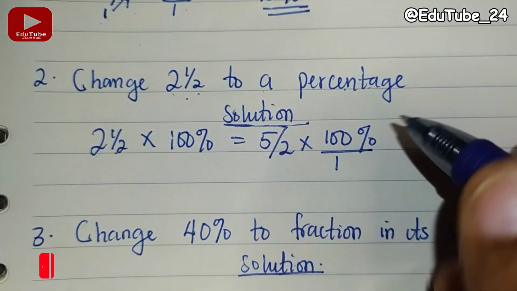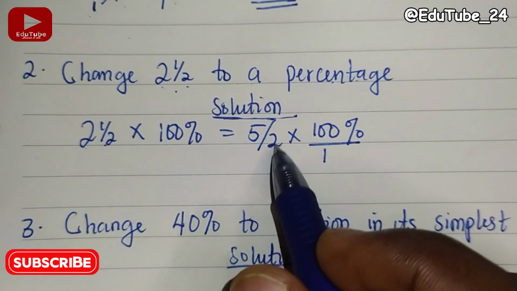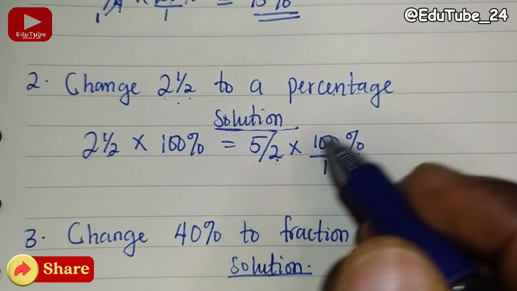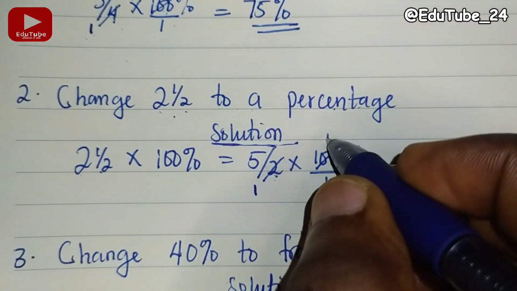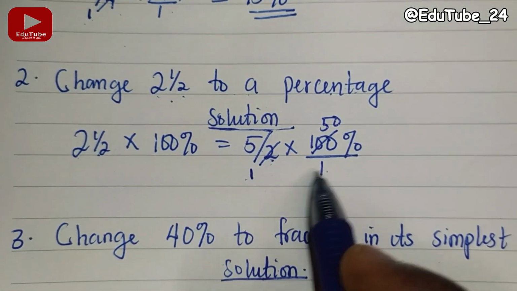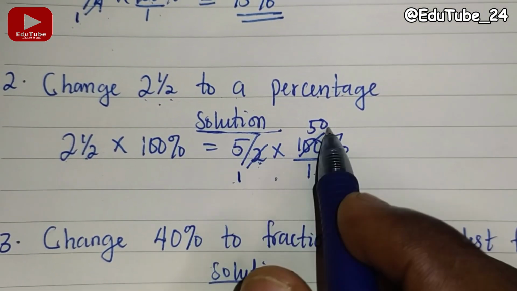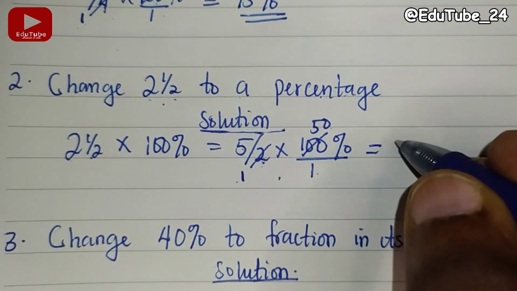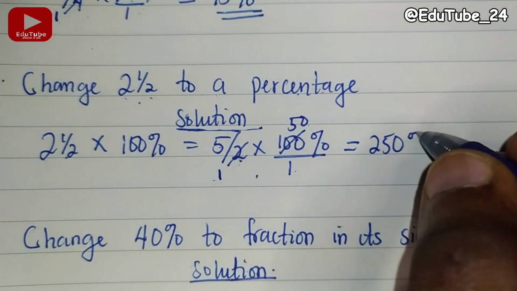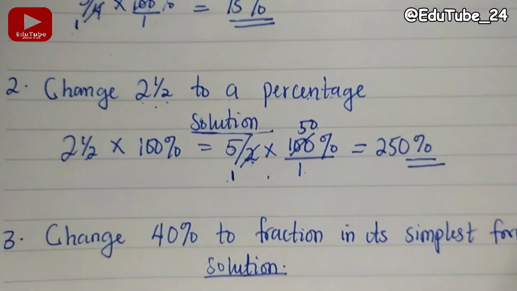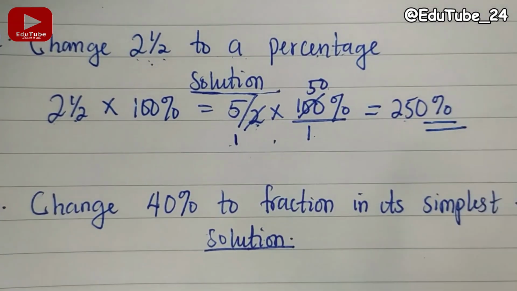So I'm going to write 5 out of 2 times 100% over 1. Now, diagonally, 2 can divide 100. Vertically, 5 cannot be divided by 2, so I'm going to go diagonally. So 2 in 2 gives 1, while 2 in 100 gives 50. In the denominator, I have 1 and 1 left, so we ignore it. In the numerator, I have 5 and 50. 5 times 50 is 250%. So successfully, I have changed 2.5 to a percentage, which is 250%.